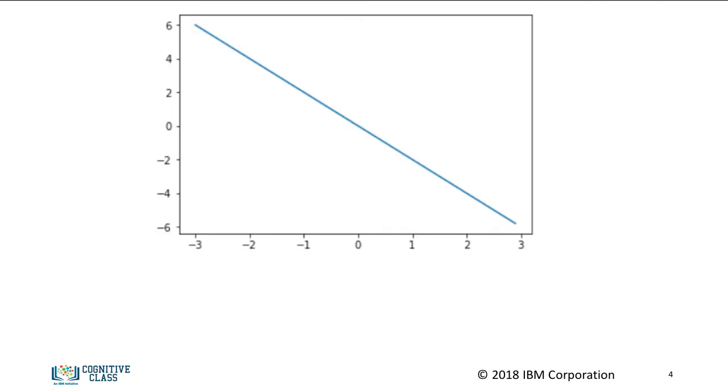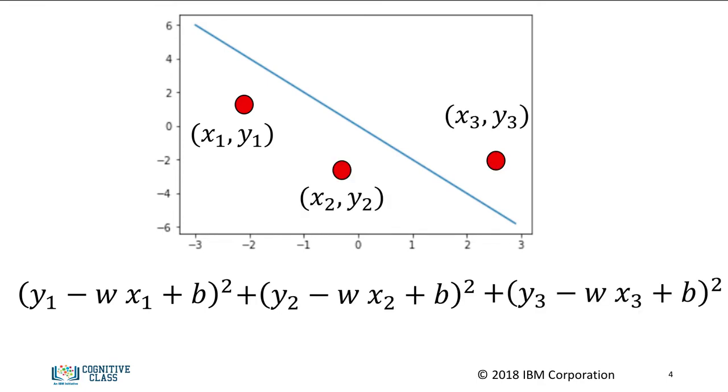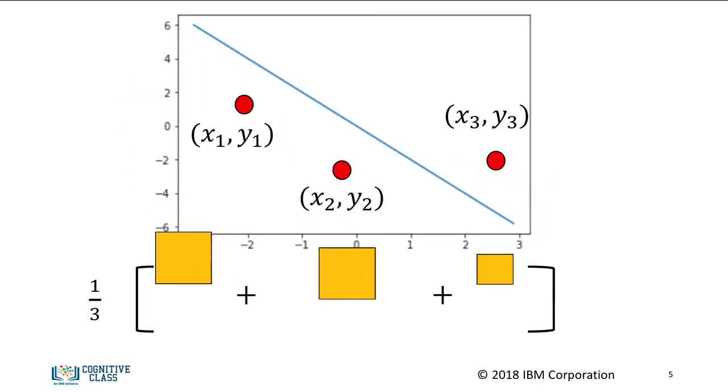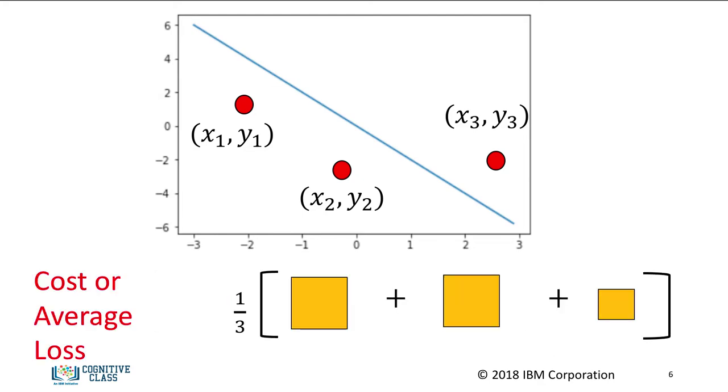Instead of obtaining the model parameters for just one sample, we obtain the parameters by minimizing the value for multiple points. We can visualize this with little squares whose areas are equal to the sample error. Sometimes we divide the error by the number of samples. We can visualize this as taking the average area of all of the little squares. The sum or average of the loss is called the cost.